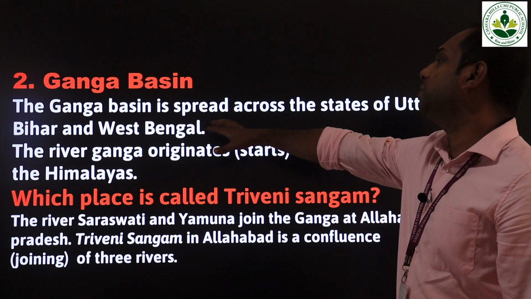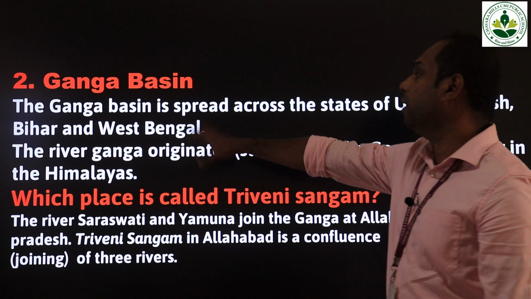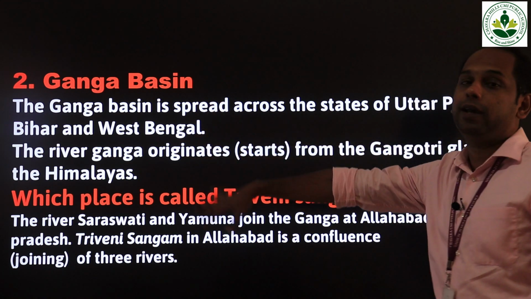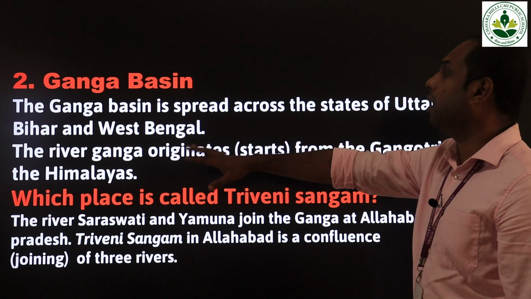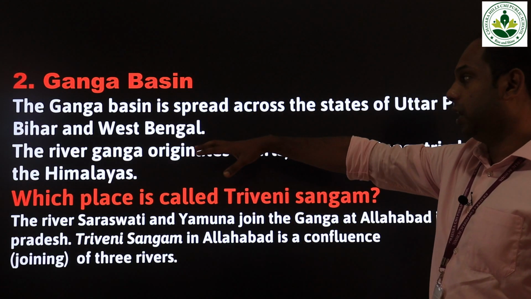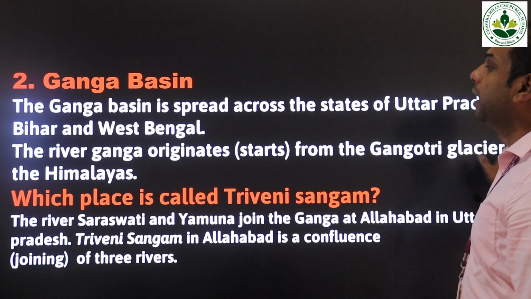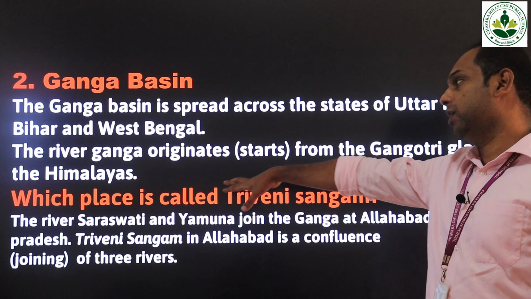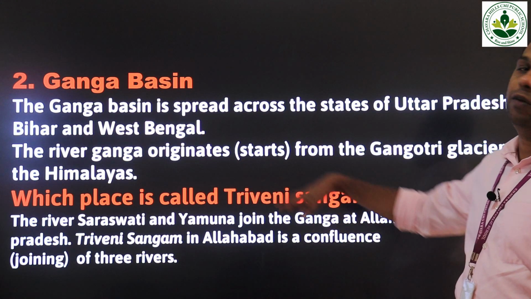Okay. Now we'll be studying about Ganga Basin. The Ganga Basin spreads across the states of Uttar Pradesh, Bihar and West Bengal. Now let's learn which are the major rivers. The river Ganga originates from the Gangotri glacier in the Himalayas. So the river Ganga starts from where? From the Gangotri glacier in the Himalayas.